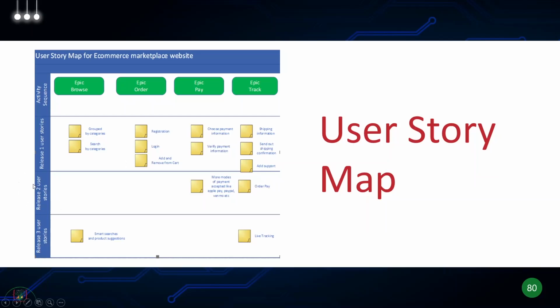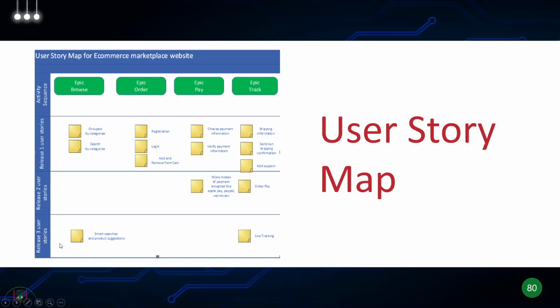In release 2, I can have more stories for the epic pay, where the user is actually paying on the website. So you can have more modes of payment, like Apple Pay, PayPal, Venmo. In epic track, where you're tracking the shipment, you can have order pay.